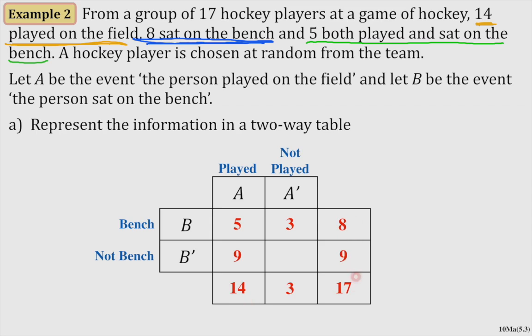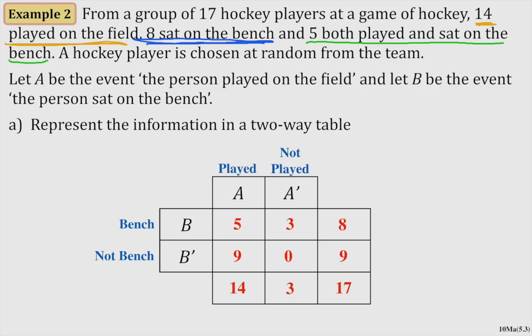makes 17. And then when I look for the last part, this is people that did not play and did not sit on the bench. Well, there's none of them, because if we look at this column here, 3 and 0 add to 3. If we look across here, 9 and 0 add to give 9.